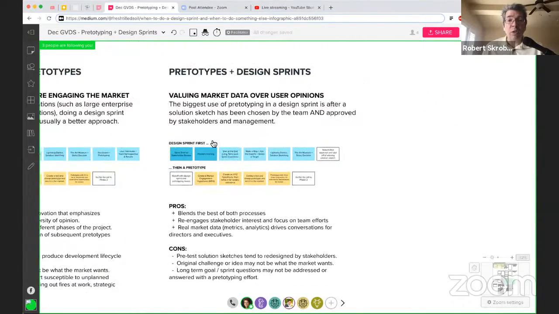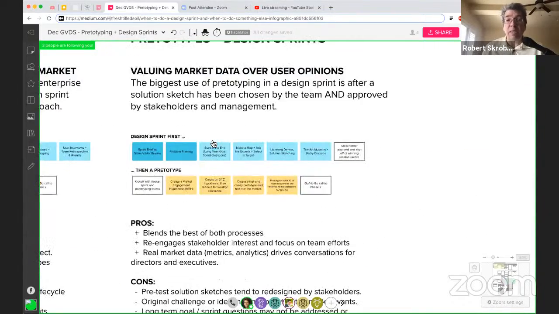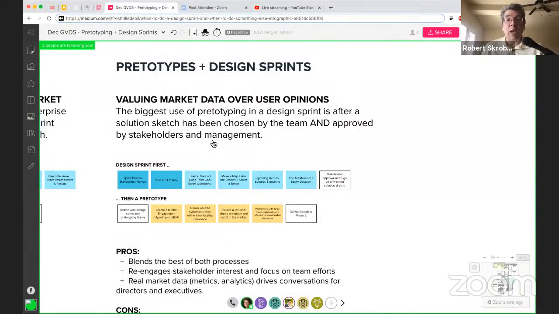And then finally, there's Pretotypes and design sprints. So combining them in the same stream where you're validating market data over user opinions. It's really a splice in a very simple way. Eventually, you do the design sprint as planned, but when you get to the stakeholder approval, when you get to the solution sketch, the one that you decide as a team, you stop, you get stakeholder approval of that particular solution sketch. You figure out what people like and don't like about it.